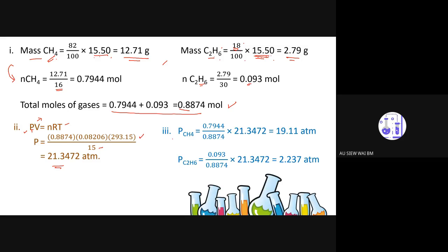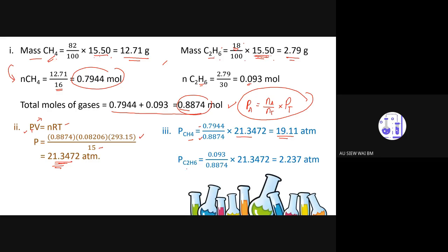After that, the third part, calculate the partial pressure for each of them. So for this one we still use Dalton's law. Do you remember what this formula is? So we apply the formula. Use this formula. For CH4, the number of mole of the CH4 divided by the total number of mole. So you have this one divided by the N total, multiplied by the P total as we calculated from the second part. So you get the partial pressure of the CH4 is this one.